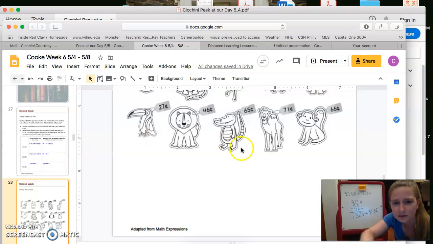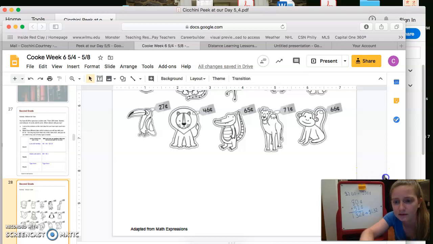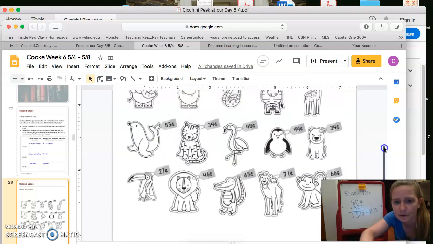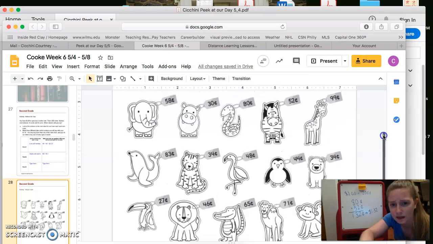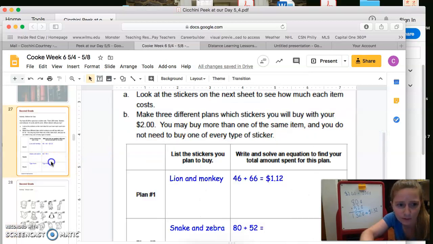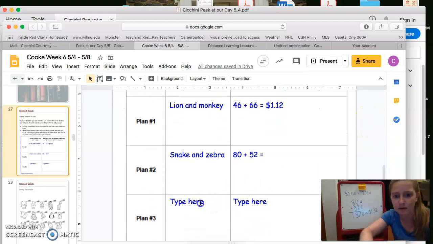Elephant and scroll up. The elephant and the hippo. So in plan 3, I'm going to type in elephant and hippo.